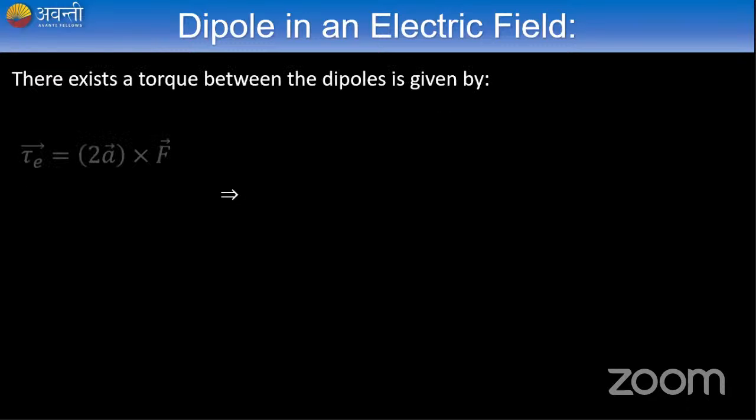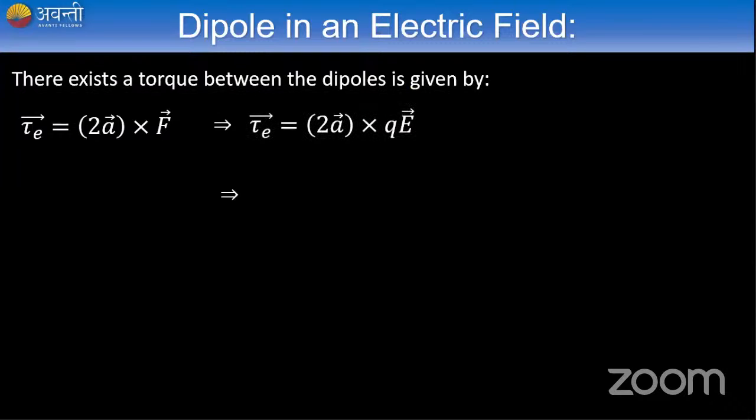You were telling P is the dipole moment and E, right? Cool. So if I try to simplify, that will be equal to 2a times Q into E. Now this is nothing but P cross E, guys.